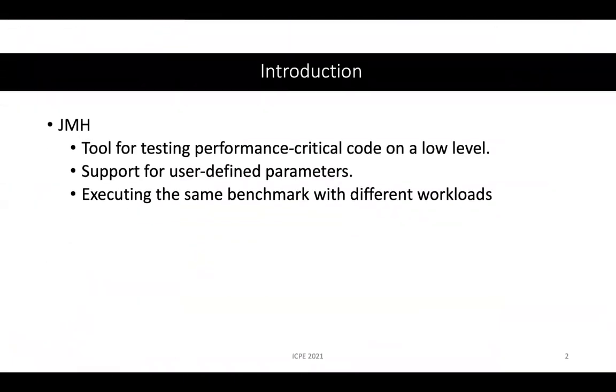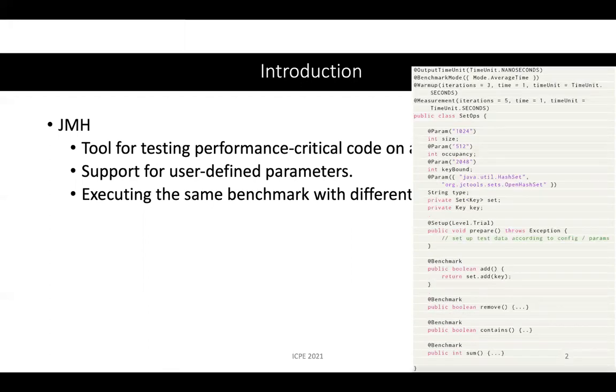So I'm going to start the presentation talking about the JMH. JMH is an abbreviation for Java Microbenchmark Harness. It's a widely used tool for testing performance critical code on a low level. One of the key features of the JMH is the support for user-defined parameters, which allows executing the same benchmark with the different workloads.